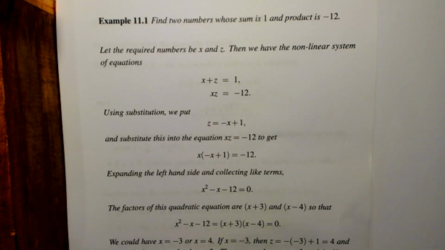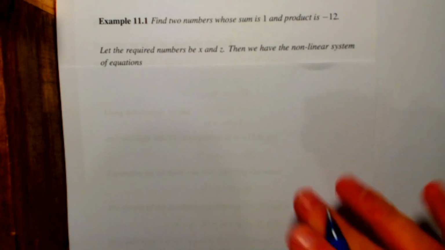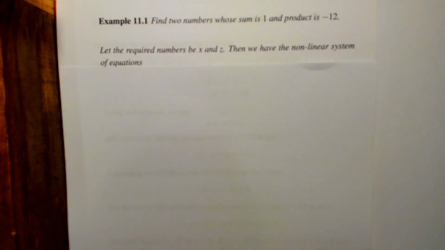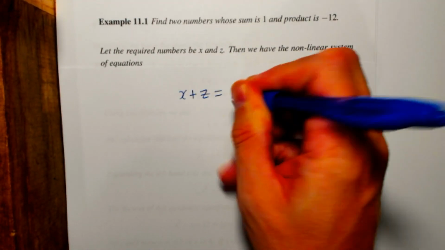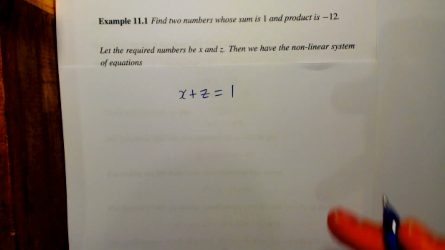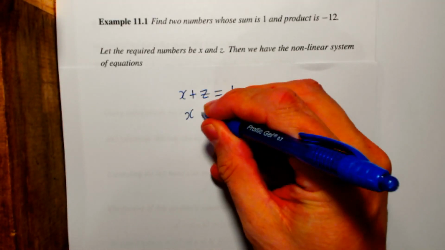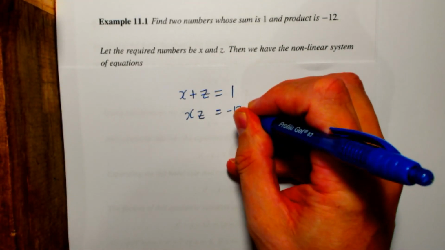Okay, let's have a look at example 11.1, but I think I'm going to redo this so we can talk about it along the way. Find 2 numbers whose sum is 1 and product is minus 12. Okay, let's call them x and z. So if they are x and z, then the sum is 1, right? So that's the first part of that statement, and the product is minus 12. So x times z is minus 12.